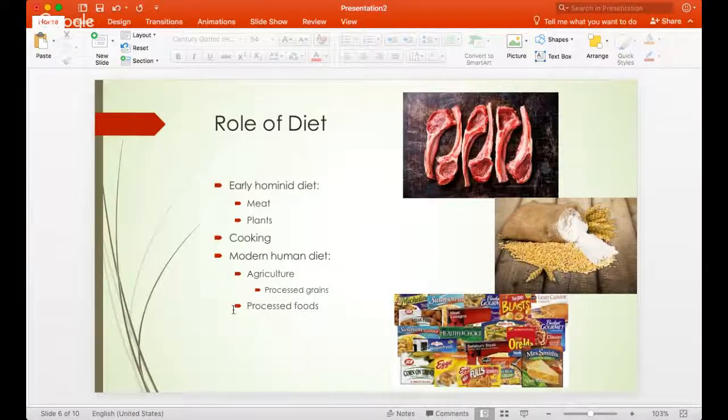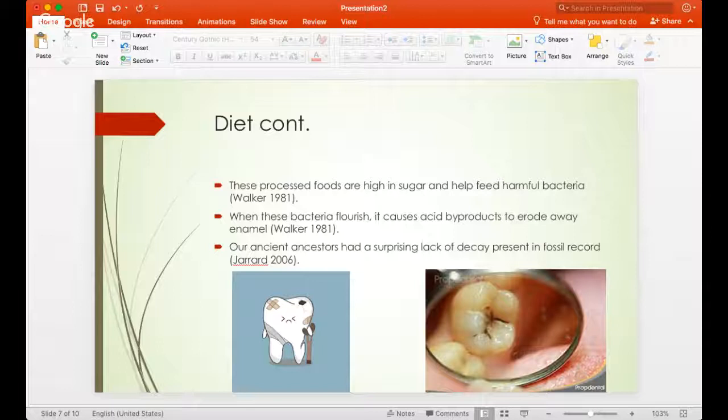But we find that in modern human diets, we started to actually farm and grow our own foods, which was very different to scavenging. So with that comes a lot of processed grains, a lot of processed foods, and that kind of opens up its own problems. These processed foods are actually high in sugar and help aid these bacteria to flourish.